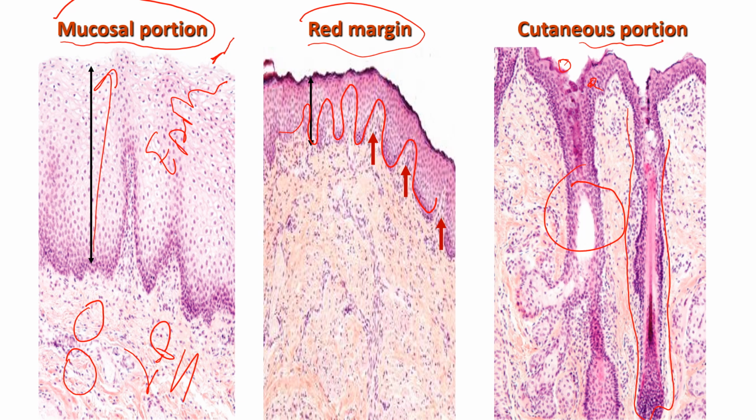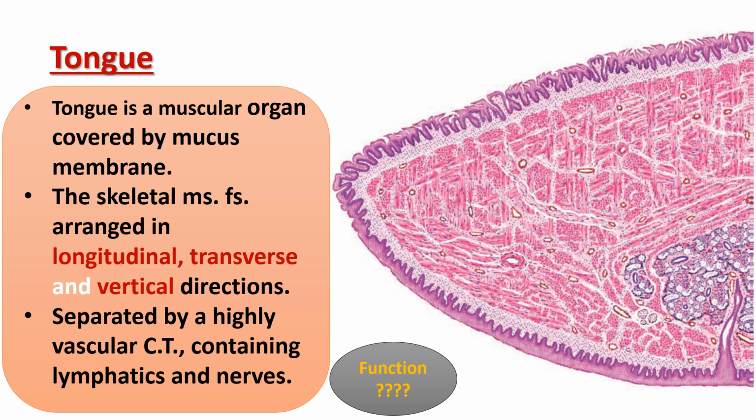Okay, let's continue our talk. Now we are going to talk about the tongue. Can you remember what we said about the lip? The lip was a muscular organ, consisting of circular skeletal muscle. Tongue is the same. It is a muscular organ. What is the difference in the direction of the muscle? It is not only circular, it is arranged in three directions: longitudinal, transverse, and vertical. So the tongue is a muscular organ.